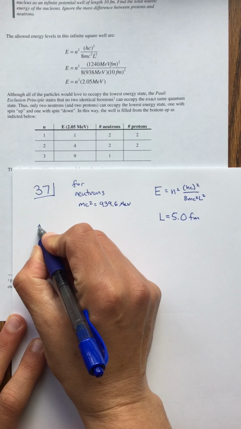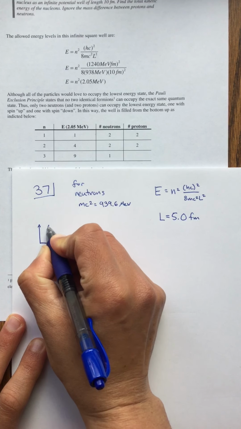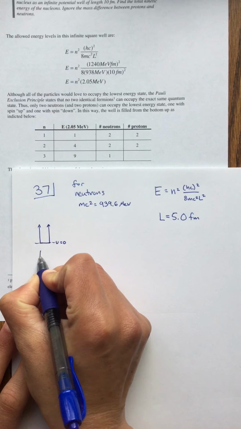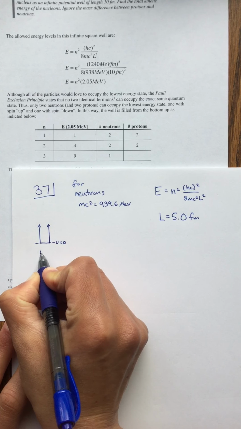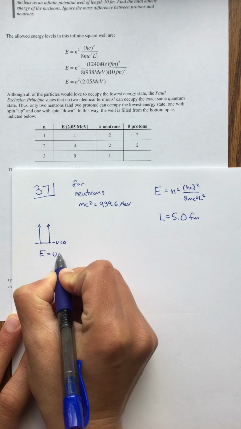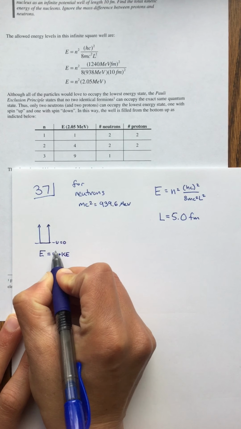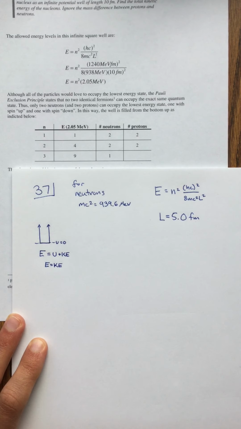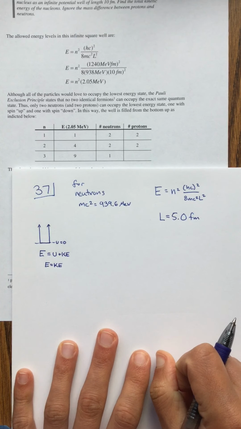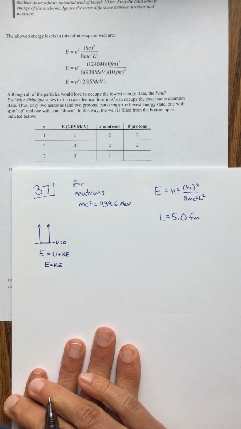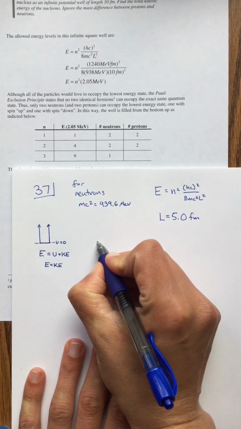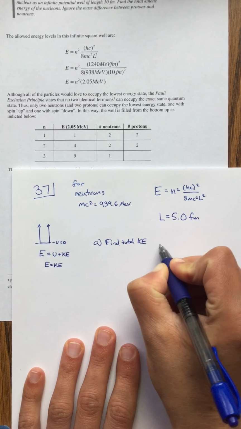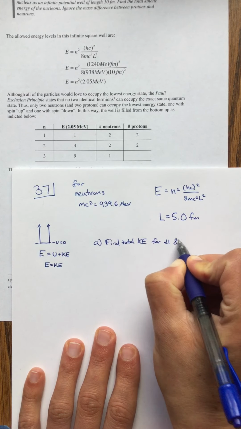Now, keep in mind here, when we did the infinite potential well, the potential energy inside of the well is 0. So this is for the total energy. The total energy is U plus the kinetic energy, but here U is equal to 0, so the total energy is equal to the kinetic energy for a trapped neutron. So part A, we're finding the total KE for all 8 neutrons.